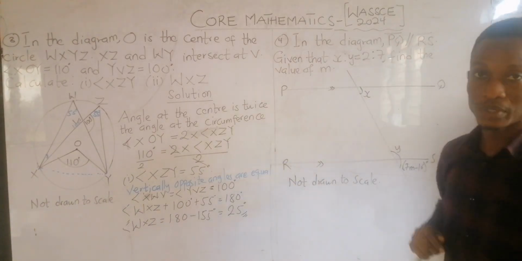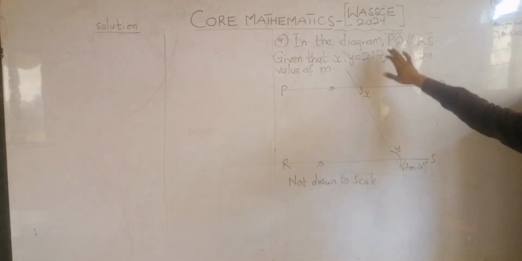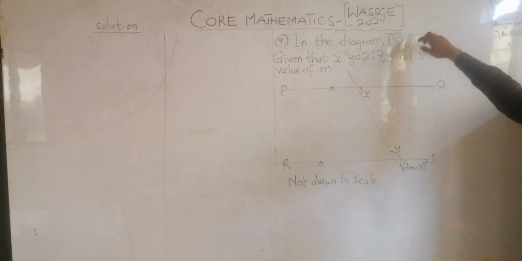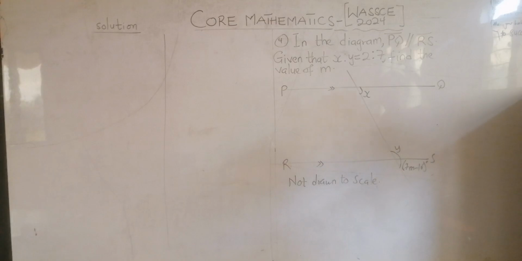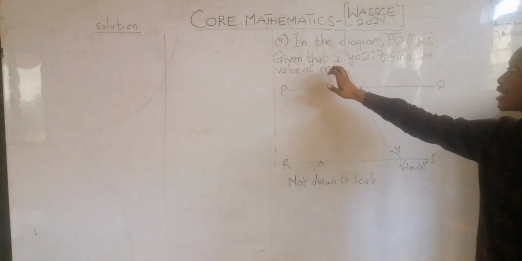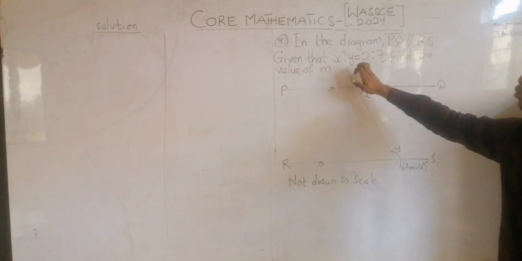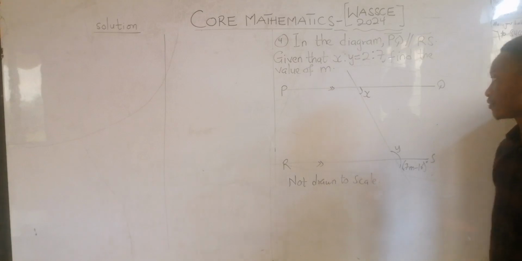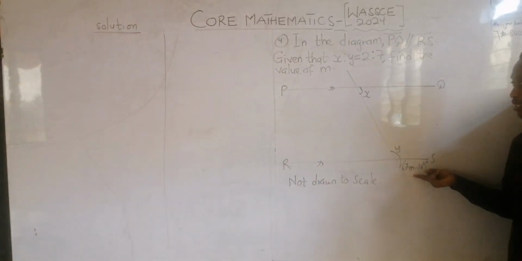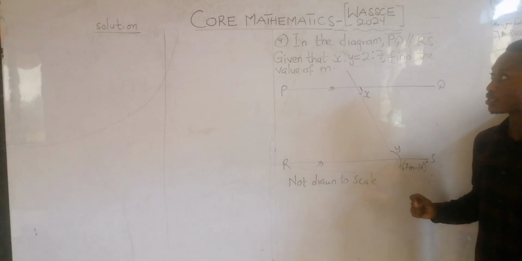Now the last question. In the diagram, line PQ is parallel to RS. We are meant to see these two marks as meaning parallel. Given that x is to y is equal to 2 is to 7, find the value of m. You should find this m.